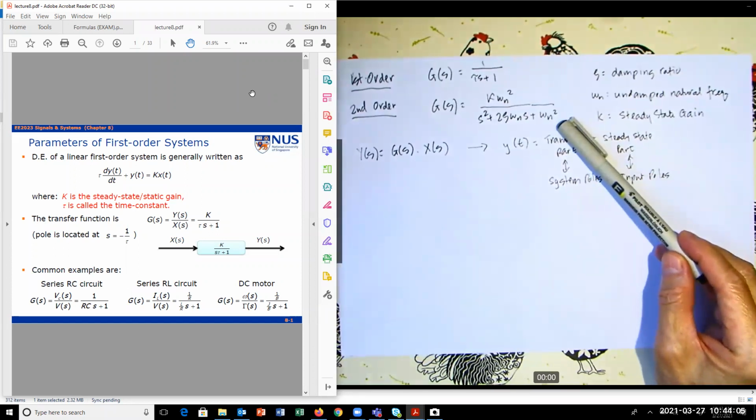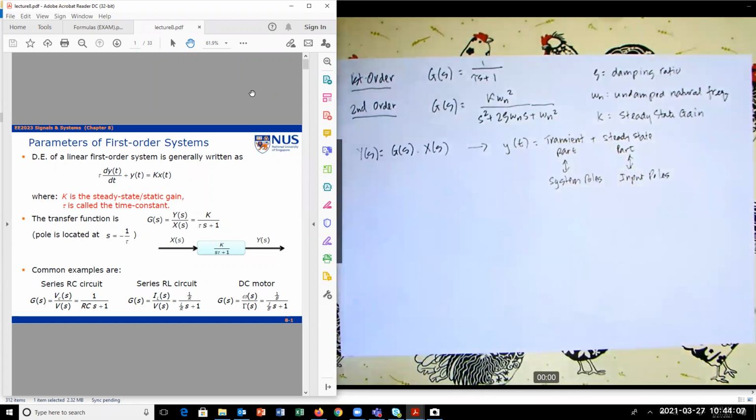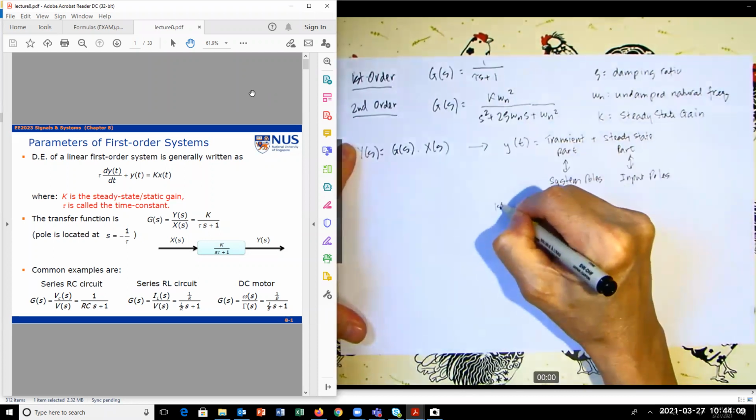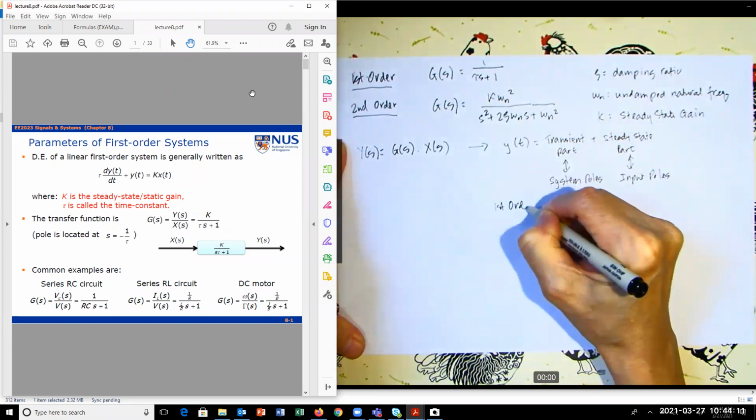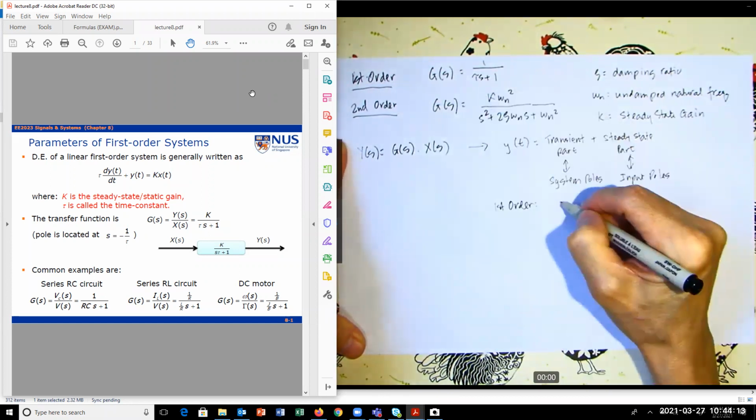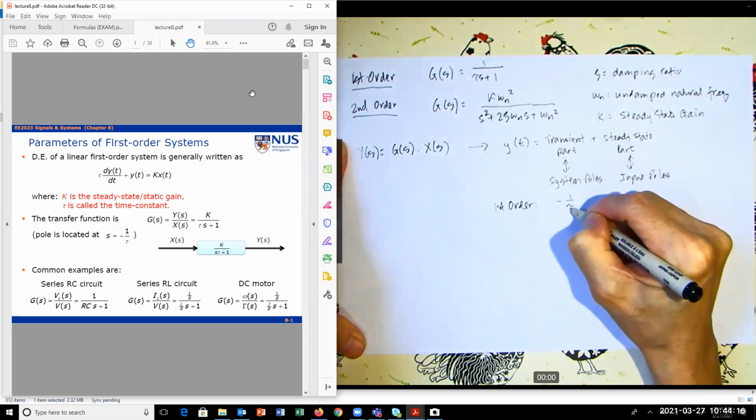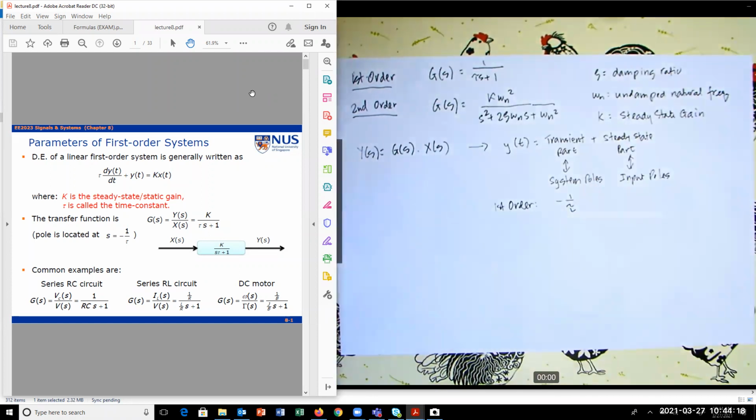So for the first order, what is the system pole? It will be minus 1 over tau. In other words, what is the root of the denominator? The root of the denominator is when tau s plus 1 becomes 0. So what's the value of s? s will be minus 1 over tau.